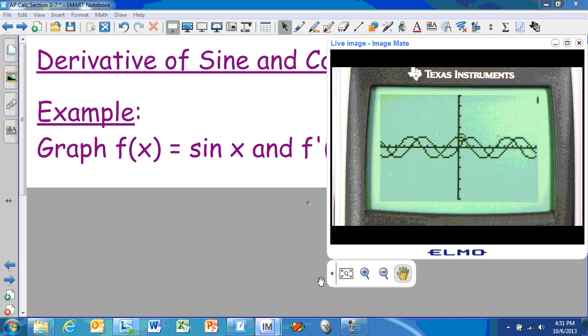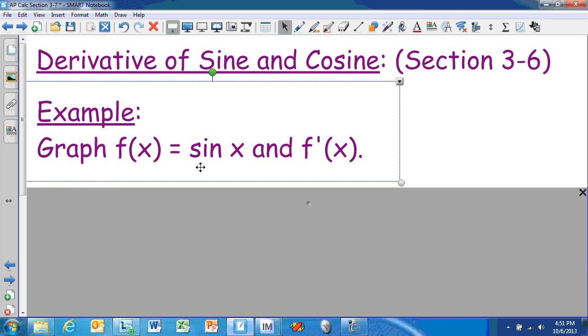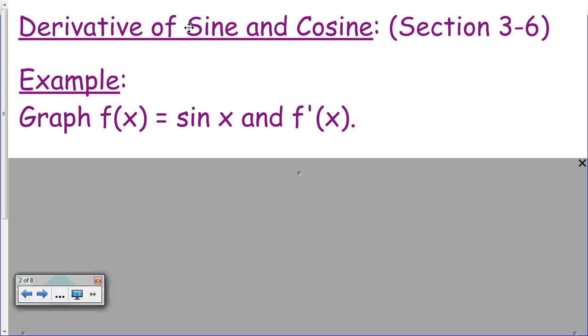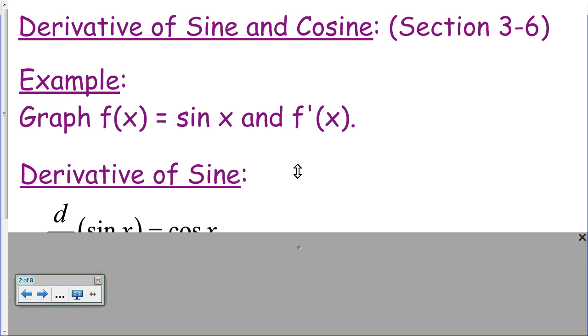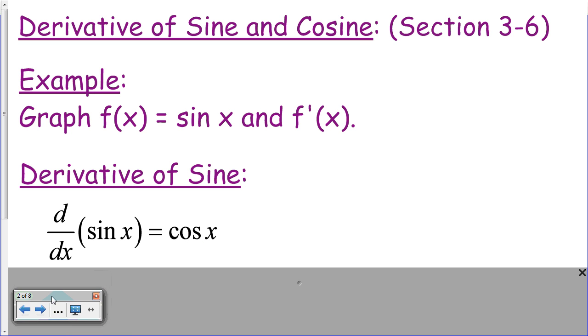It's actually sketching right on top of that derivative function. So it looks like the derivative of sine is cosine. In fact, that's our first property from section 3.6 that we need to note here: the derivative of sine of x. This is one way to write derivatives.